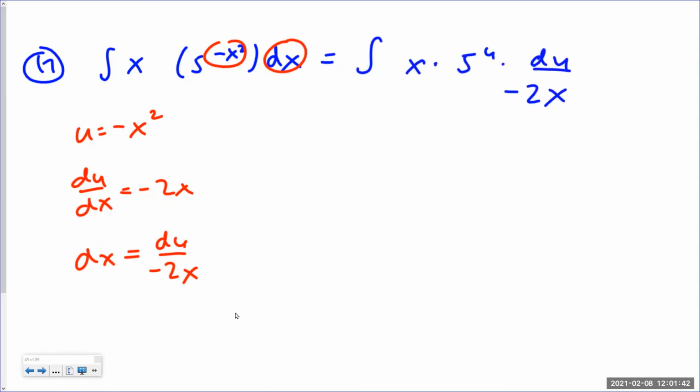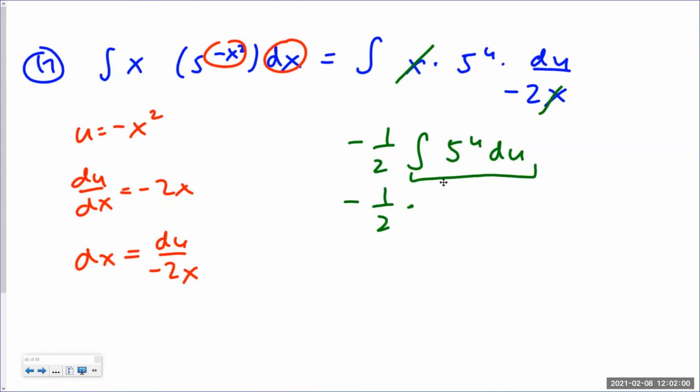Then I ask myself the question, do my x's cancel out? Why, yes, they do. What scalar do I have left here? Do you see it? Negative 1/2. Pull out that negative 1/2. Now, the answer is going to be negative 1/2 times whatever this integral is. And this should be an easy antiderivative. Reverse power rule is what I'm saying, or it should be something on my formula sheet.